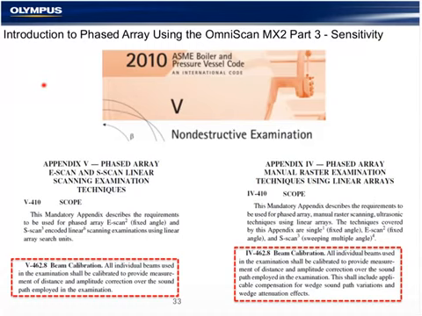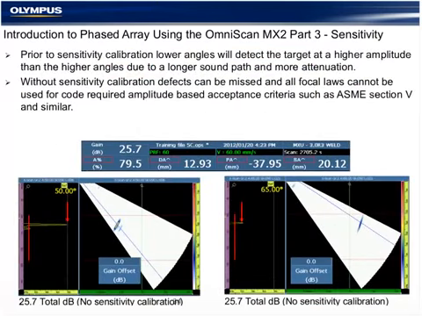The ASME has very specific calibration requirements that require all beams to be used in the examination to be calibrated in accordance with ASME Section 5, Article 4. The short version of that is that any A-scan we're using in our scan plan coverage requires a calibration, similarly to a conventional UT. Prior to sensitivity calibration, the lower angles will detect the target at a higher amplitude than the higher angles due to a longer sound path in the material and through the wedge, causing more attenuation.